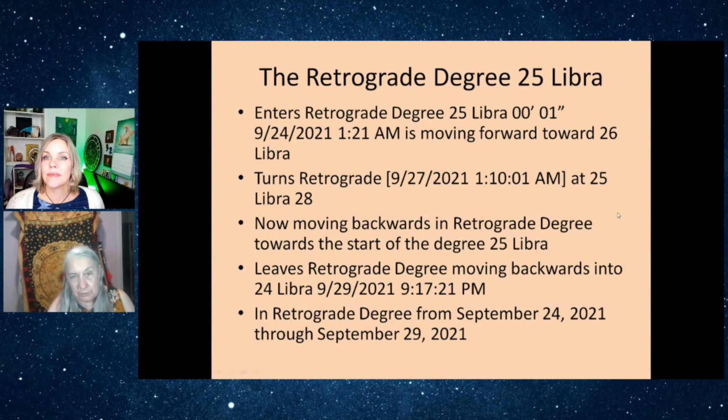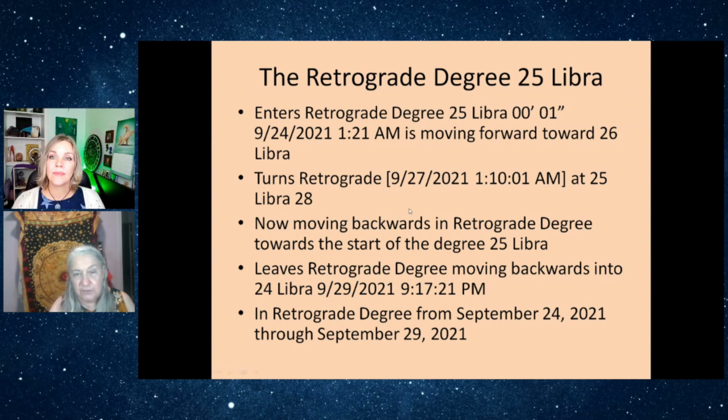3 days later, almost exactly 3 days later, it has stopped. The point where it stops is 1:10 a.m. on the 27th. And the period right before it stops, it's moving so slow, you basically can't see it's doing any movement. This is at 25 of Libra 28. Now it stops and it starts going backwards. So it was going forward toward 26 of Libra. Now it stopped and it's turned around and it's moving backwards toward the beginning of the degree 25 of Libra.